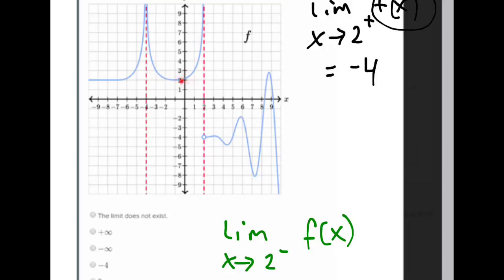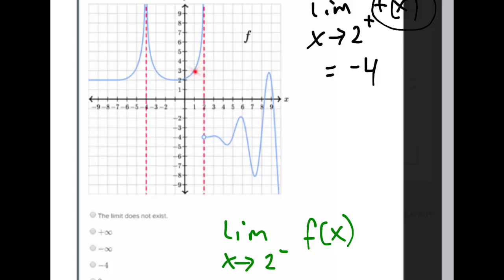I'm getting closer and closer to an x value of 2. And I'm moving from the left side. I can't approach it from down here because there's nothing there. So my x value is 0. My y value would be, what, 2. As I get closer, my x value is 1. I'm getting closer to 2.